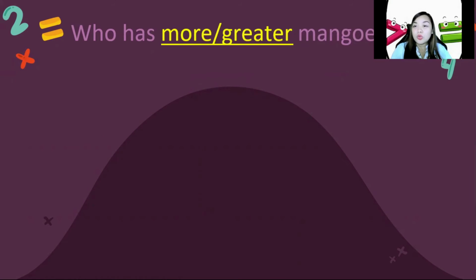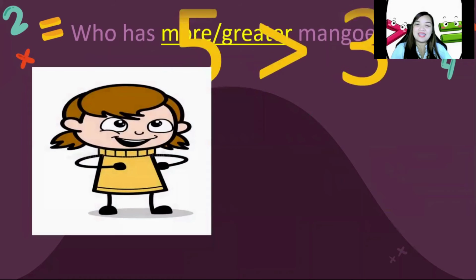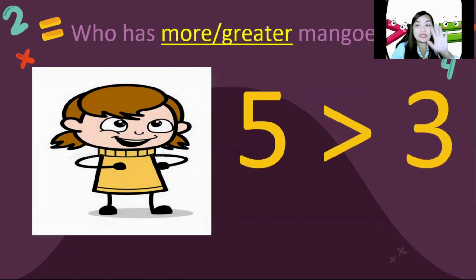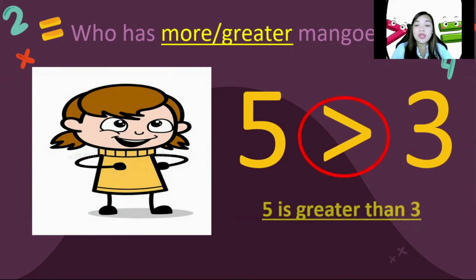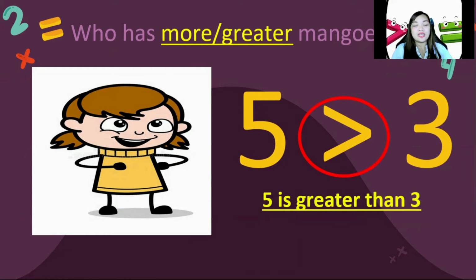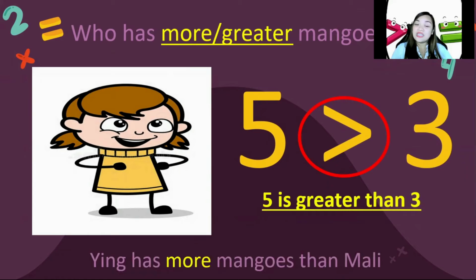Who has more or greater mangoes? Yeah, that's right. Is this Ying? Because Ying has 5. So 5 is greater than 3. So therefore, Ying has more mangoes than Mally. So always remember the bigger mouth should eat the bigger number.